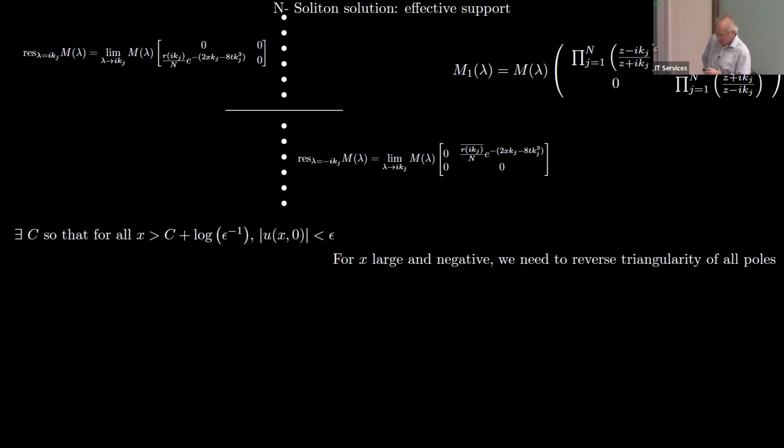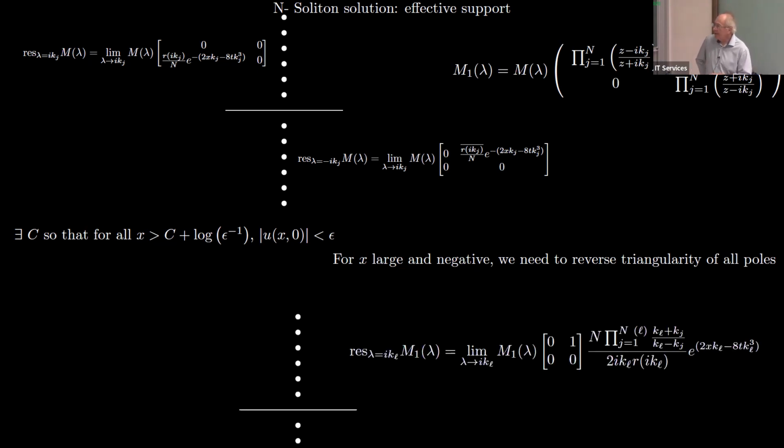And so up there is the definition of M1, in which I flipped the triangularity at all of these n poles, okay? And then down here is the new residue conditions. I've only written them down now at the poles in the upper half plane because the poles at the lower half plane follow by symmetry. If you compare this residue to this one, you see the signs have changed in the exponential. That's good. But then we pick up a Blaschke factor for each of the poles that we reverse triangularity.